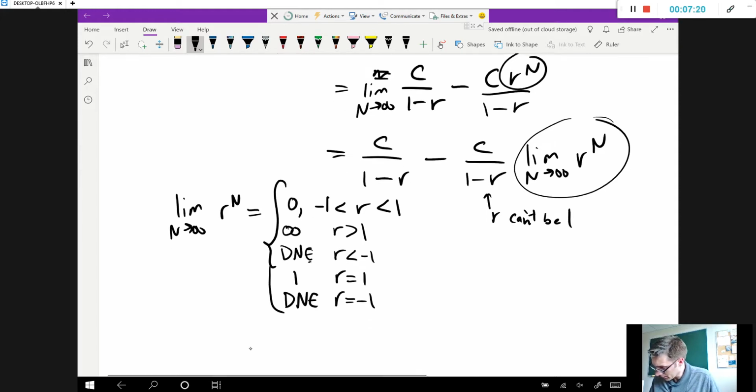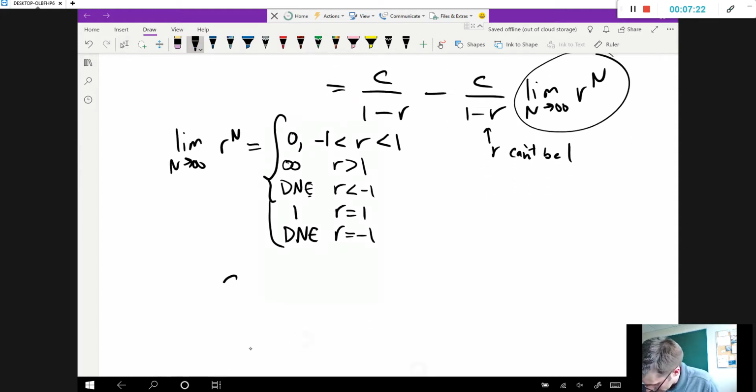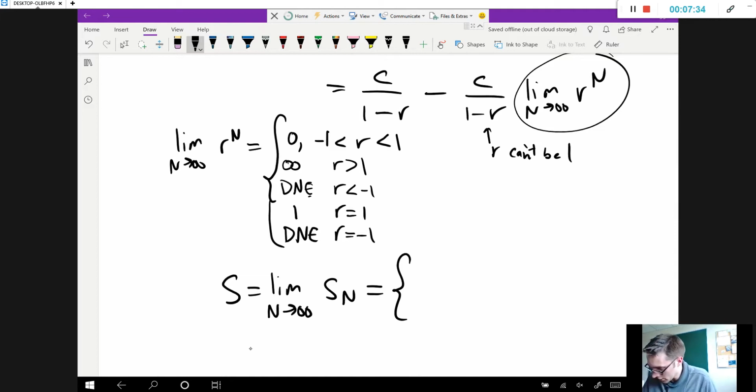So what does that mean? To put everything together, we can say that the sum, which is the limit as n goes to infinity of the partial sums, is equal to, well, if r to the n is approaching 0, we're just going to get c over 1 minus r, if r is between -1 and 1. Another way of writing that would be if the absolute value of r is less than 1.